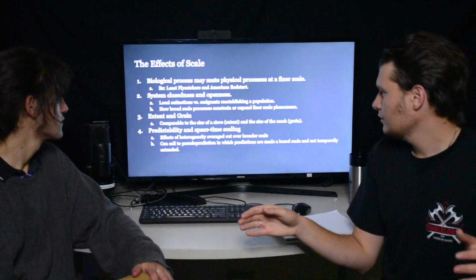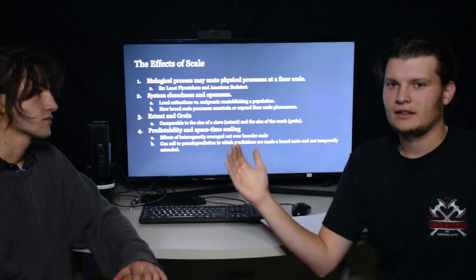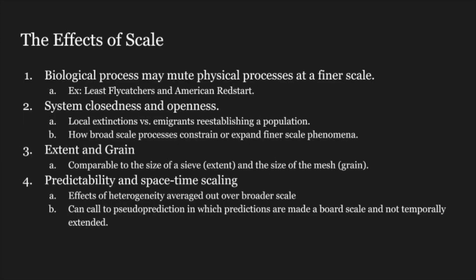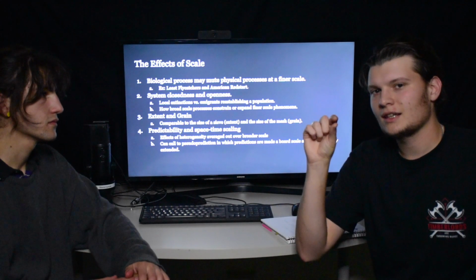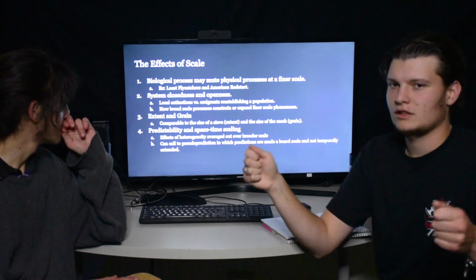Extent and grain. Spatial extent is the frame in which you're looking at a process, and the grain is the size of each individual unit. Think of 8-bit versus 16-bit versus 64-bit. The resolution gets finer and finer as you move up in the spatial grain. And for the extent, the example I give is a sieve: how big the sieve is is your extent, and the size of each little hole in the mesh is your grain.